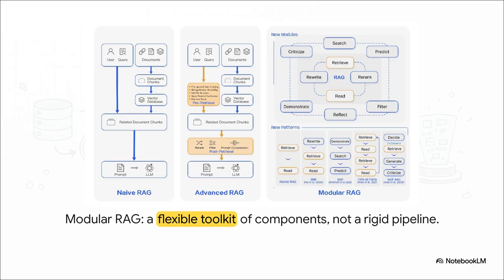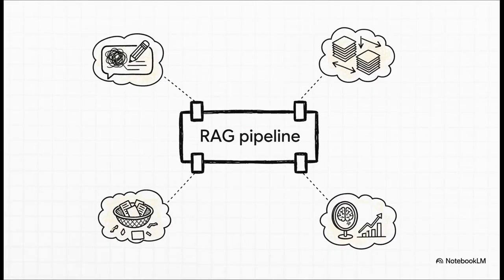So think of it less like an assembly line and more like a workshop, just filled with all these specialized, interchangeable tools you can use. And what this modularity means is developers can now plug in all these powerful components. You can have a tool that rewrites the user's query to make it better for your database. You can have another tool that criticizes the documents that come back. You can even have a reflection module that lets the system learn from its past mistakes and get smarter over time.